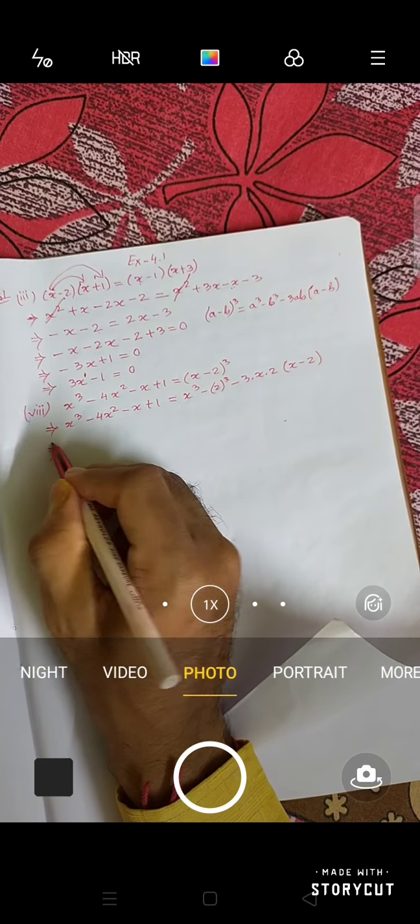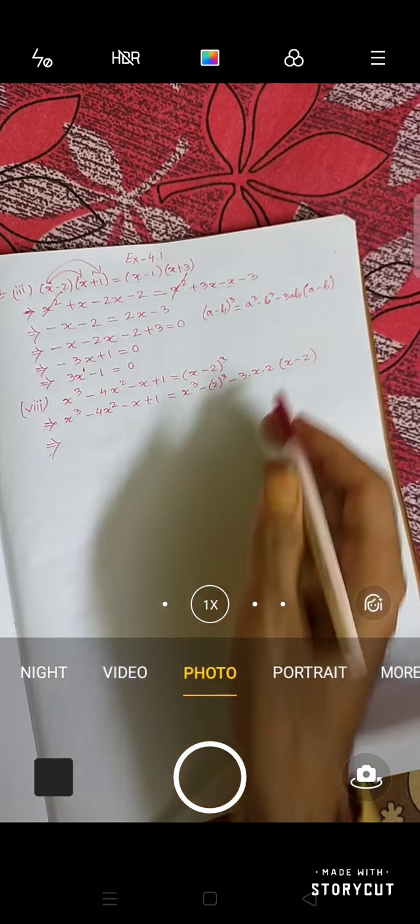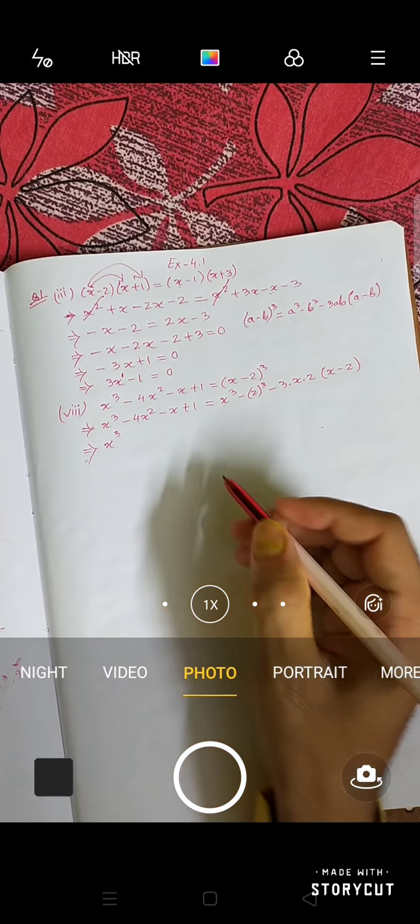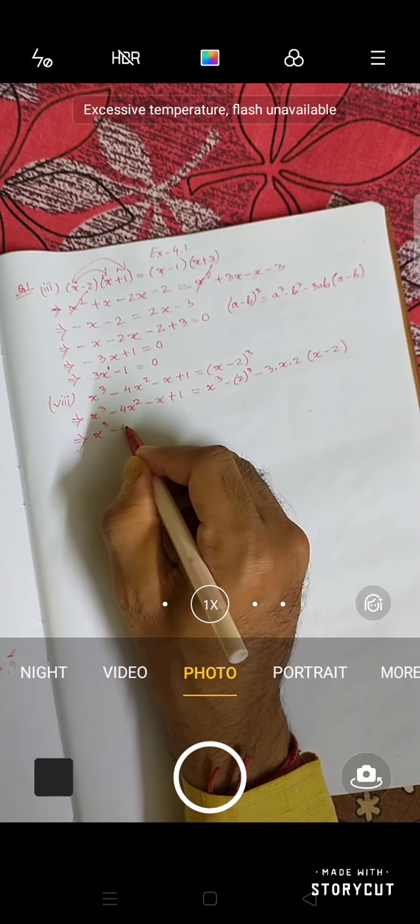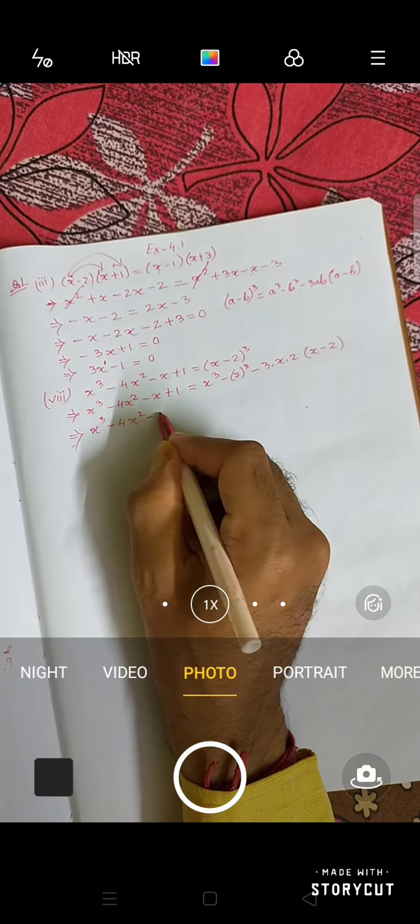Now we'll remove this bracket also. So x cube minus 4x square minus x plus 1 equals x cube minus 8, and this one will become 6x. So we will multiply this 6x by this, we will be having minus 6x square, and this minus minus is plus, this was 6x, so 6 into 2 is 12x. Any problem?